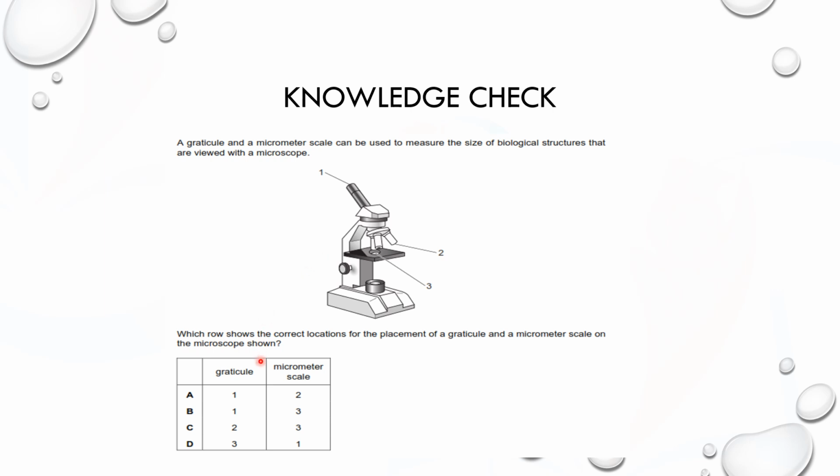The graticle is called the eyepiece graticle, so which part is the eyepiece? It is a scale embedded on the eyepiece, so 1 here. The stage micrometer is on a slide on the stage, so 1 and 3. Number 2 is an objective lens. Don't put it on the objective lens, put it on the stage. So the answer is B.